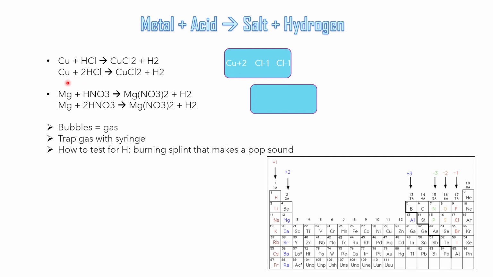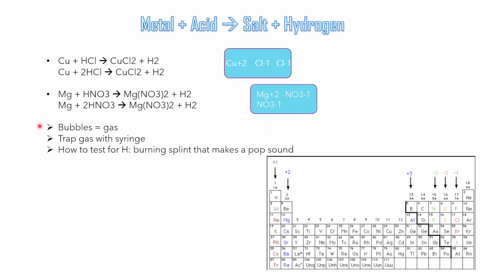You balance it here. The next one, Mg plus HNO3, which goes to Mg(NO3)2 plus H2. This is the salt and this is the hydrogen. However, you need to balance it. Mg is plus 2 on the periodic table, and NO3 is a radical. It's minus 1. So you need two NO3s to make minus 2, which cancels out, and you balance it here.